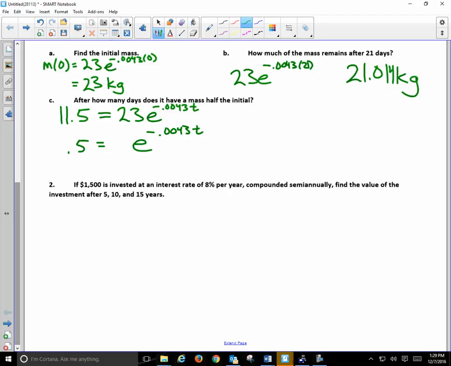Right now, you're like, holy cow, I have to solve for that exponent. But fortunately, we just talked about solving exponential equations, right? So what do we do to both sides? Natural log. Take the natural log of 0.5, we get negative 0.693 is equal to negative 0.0043t. Divide both sides by negative 0.0043.